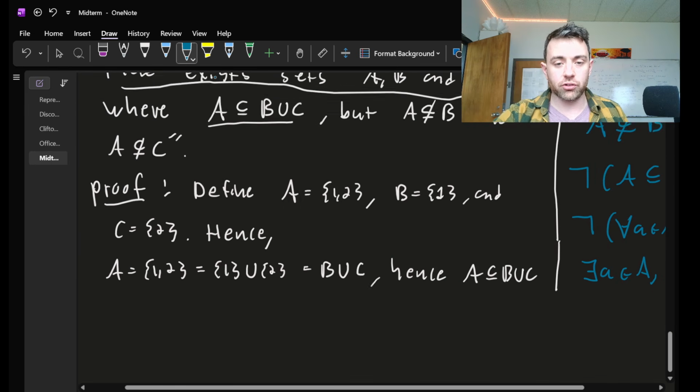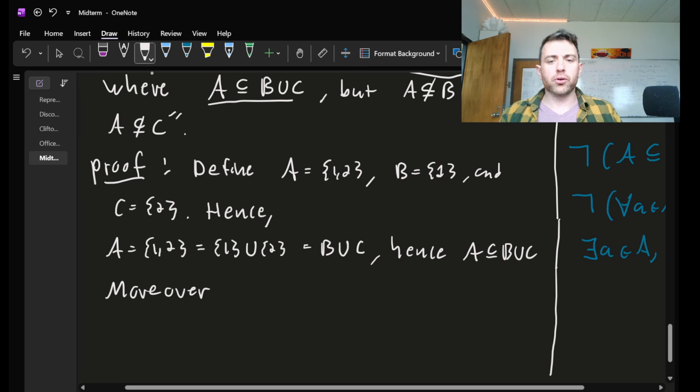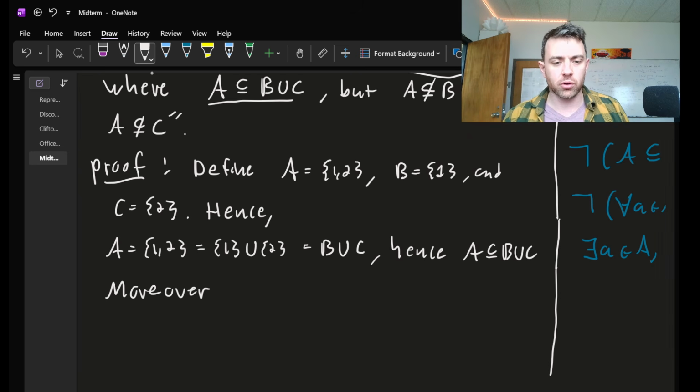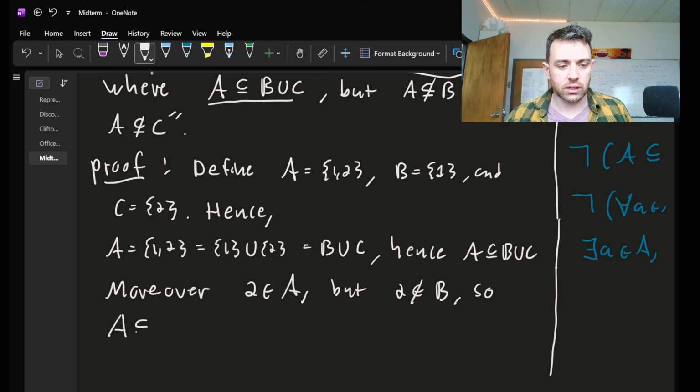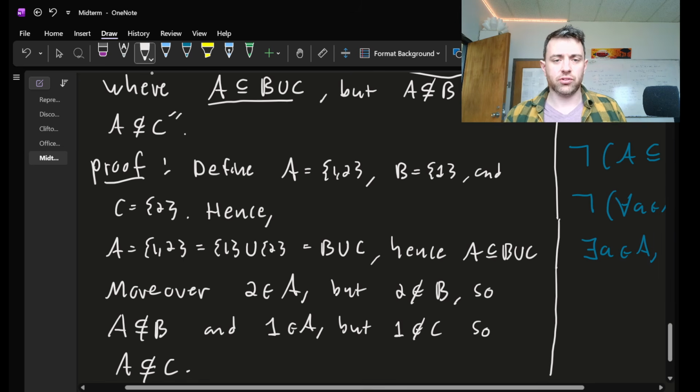So, to be precise, we should say something like, moreover, to really prove this, we should actually specify those elements. Moreover, 2 is in A, but 2 is not in B, so A is not a subset of B, and 1 is in A, but 1 is not in C, so A is not a subset of C. And there we go. That's the proof.